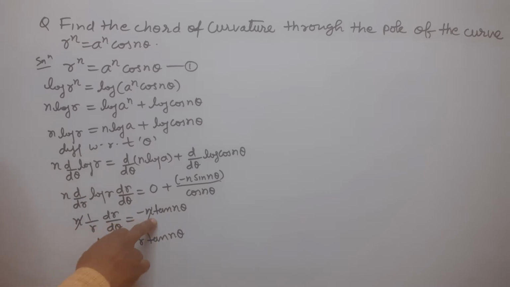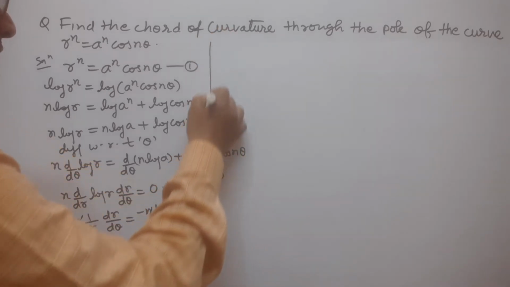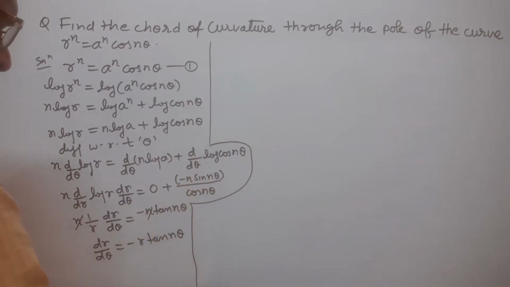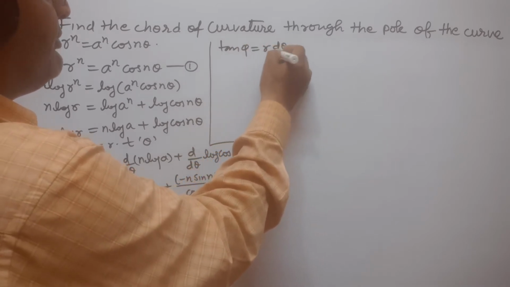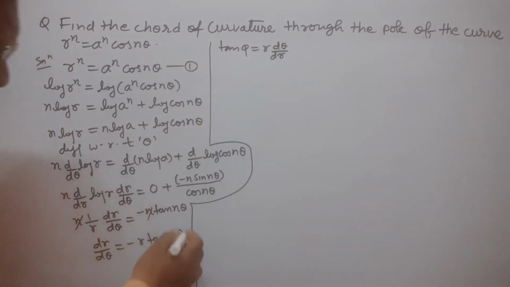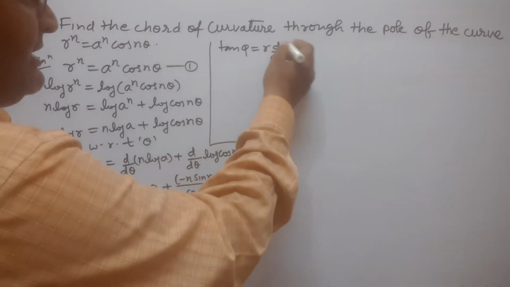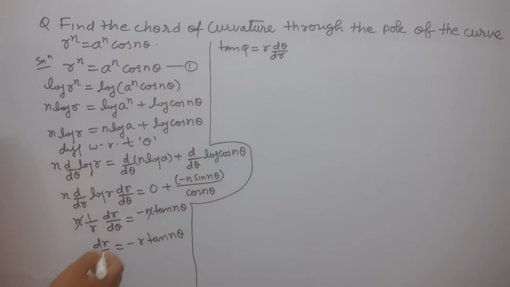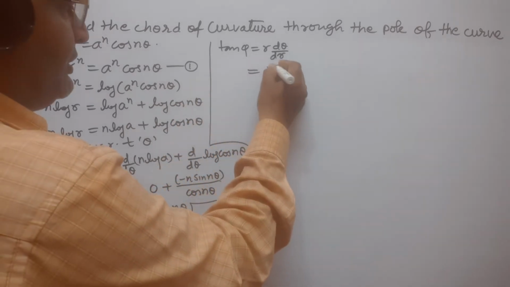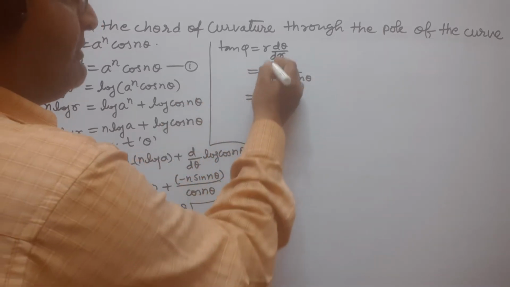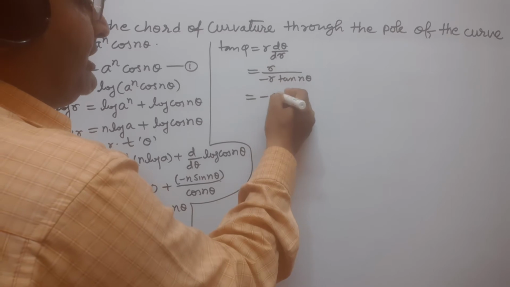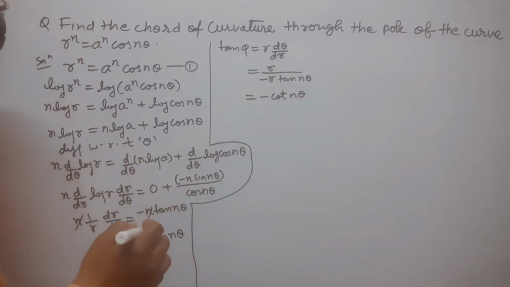Now this n cancels from both the sides, so dr by d theta is equal to minus r tan n theta. Now we can find tan phi, which is equal to r d theta upon dr. So we find the reciprocal of dr by d theta. We put here minus 1 upon r tan n theta, and r from the numerator and denominator is cancelled, and 1 upon tan n theta can be written as cot n theta.